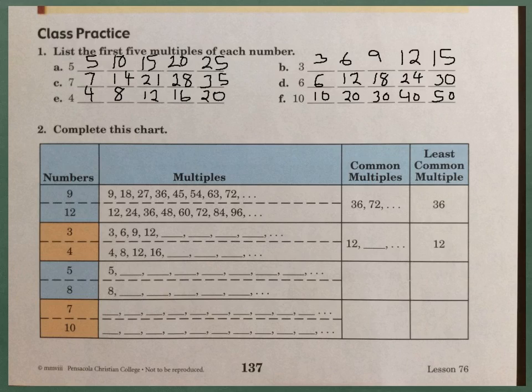Okay, for number 2, it's asking us to complete this chart. Part of it has been done already for us. They show the number 9, and then they show multiples of 9, and they go up to 72 here, and then they do dot, dot, dot. Then they show the number 10, the number 12, with multiples of 12, and they stop at 96 and do the dot, dot, dot. Then they mark down common multiples. They found a 36 here, a 36 here, and they had a 72 here and here. And so then they wrote down a least common multiple, the smallest one of the two. Smallest one of the two was 36, and they wrote it there.